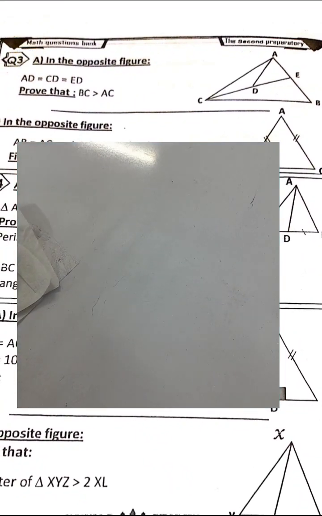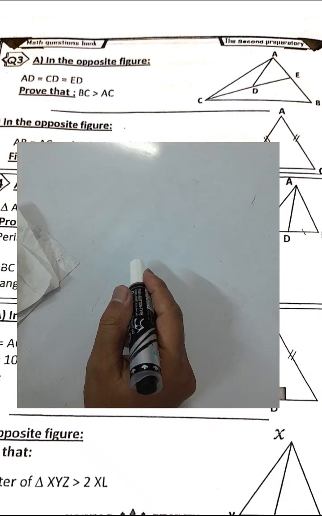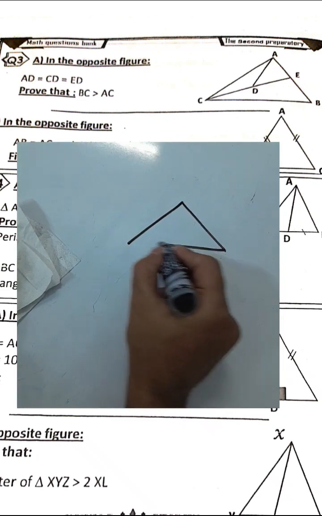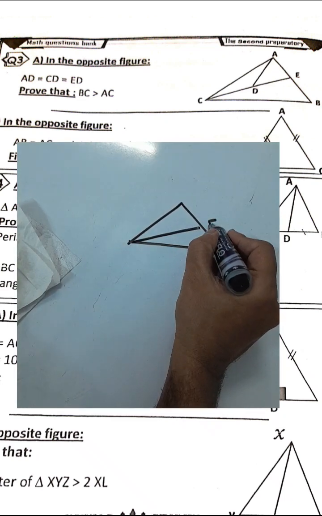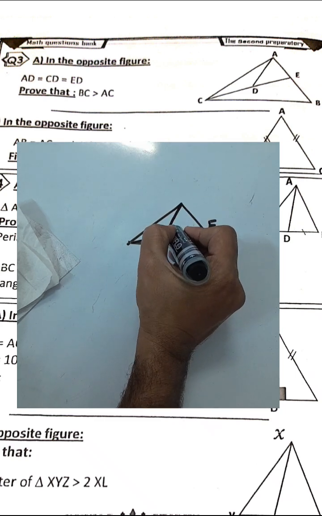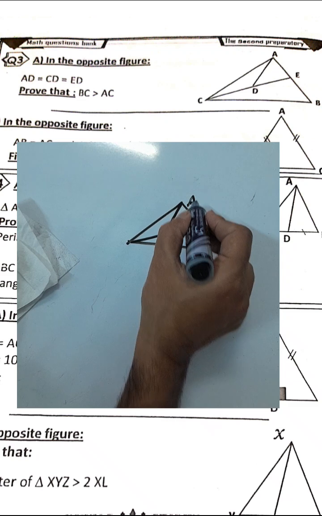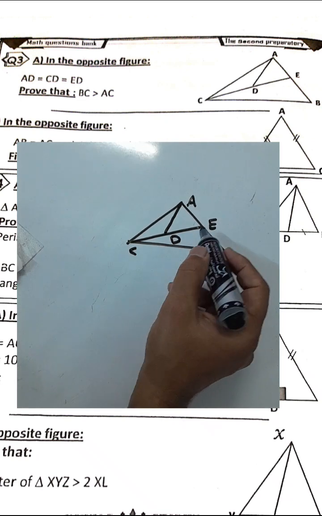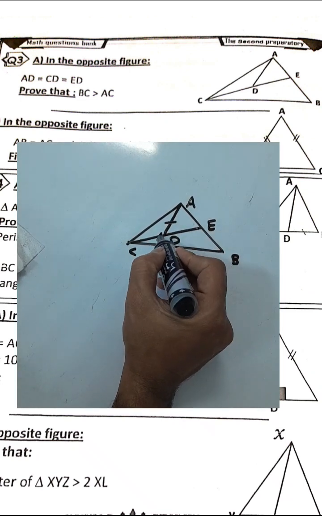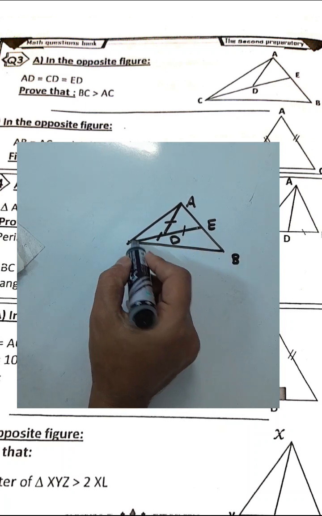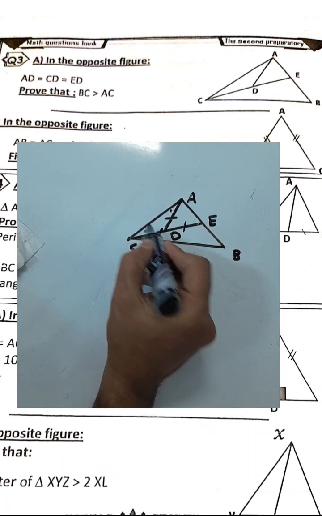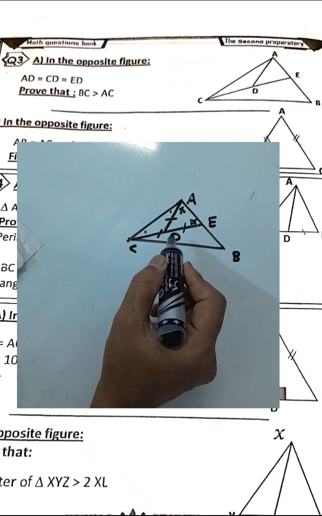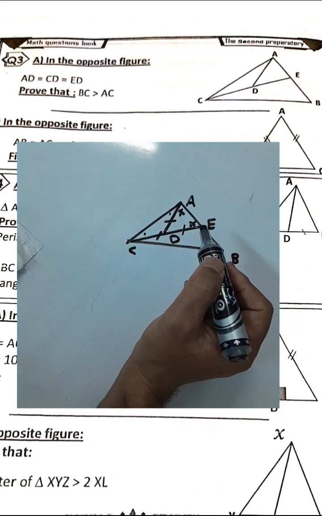Next question. In the opposite figure, we have triangle ABC with points E and D. He gives us that ED equals CD. There is equality here, so this angle will be equal to this angle, because we have an isosceles triangle. We have equal angles there and equal angles here.